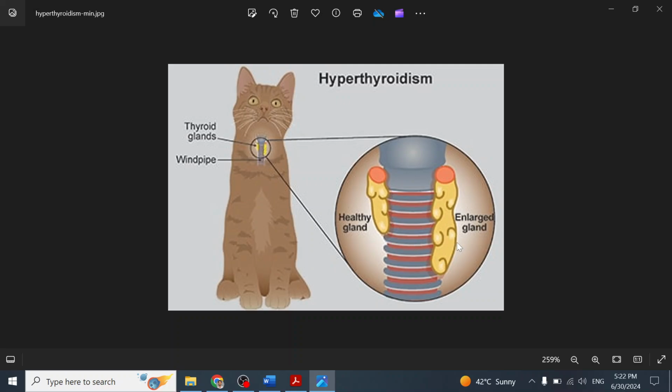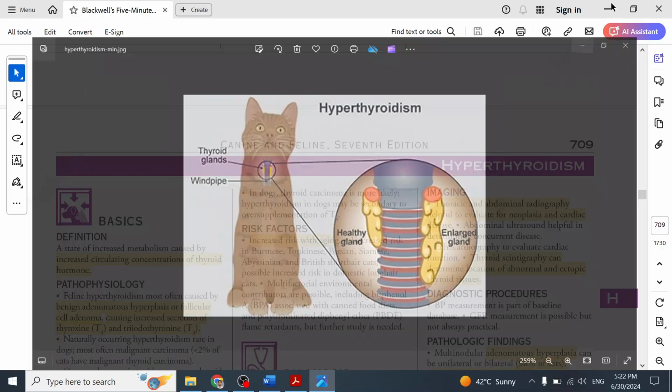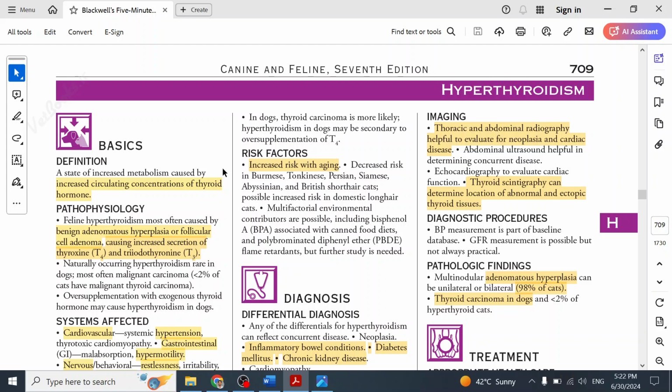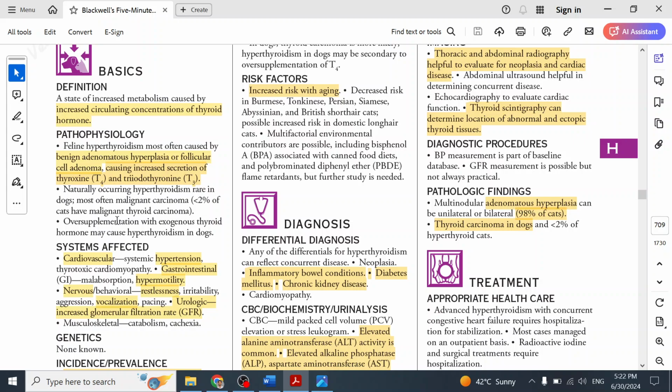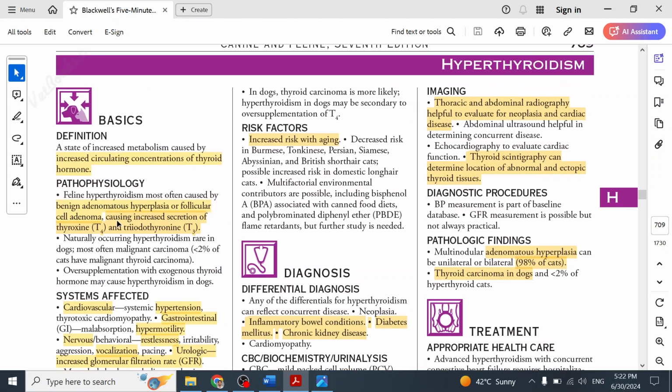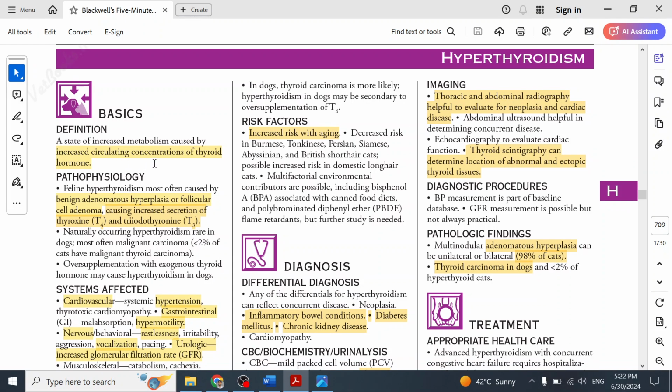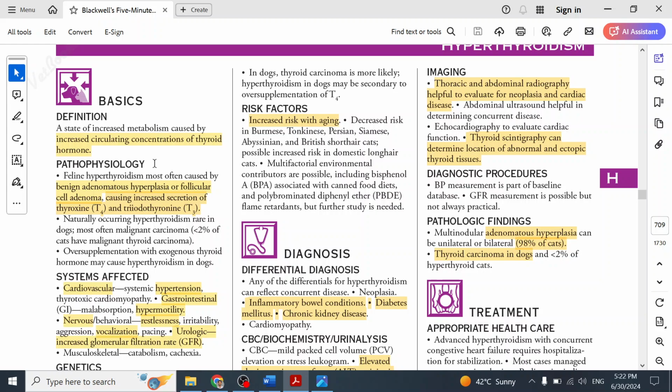You can see there is enlargement of the thyroid gland in the neck region, which is called hyperthyroidism. The normal function of the thyroid is to produce hormones which are effective in the normal regulation of the body, like growth hormone or T3, T4. This is important in the normal metabolism of the body. So in hyperthyroidism, there is an increased circulatory concentration of the thyroid hormone.